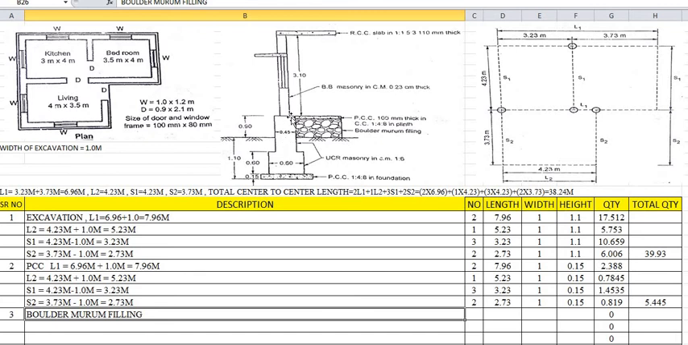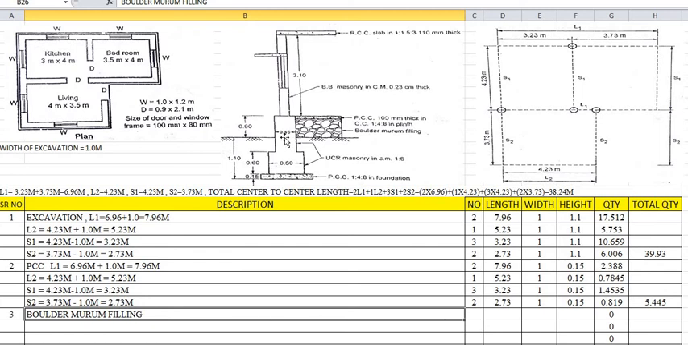That means what is this offset? This offset, this part, is to be left for the boulder filling. We are starting this boulder filling from this line, not from the room dimensions. We are not starting the boulder filling from the wall thickness. This concept is very important. We are starting the boulder filling from the UCR line.